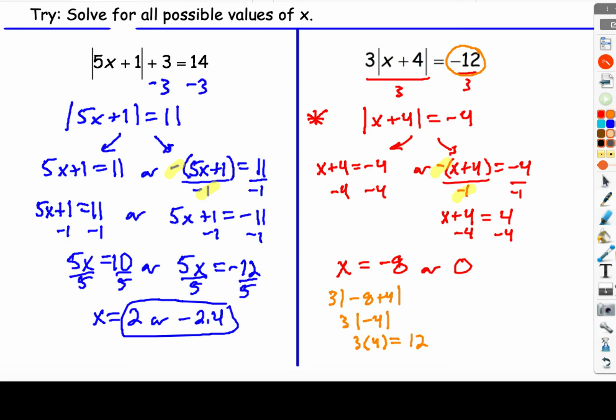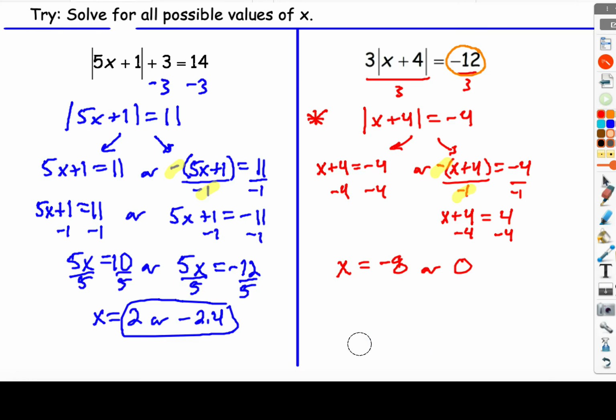If you go back and check all your steps, it's not that we did anything wrong, but note to self that negative 8 doesn't work. And even worse, if we take that 0 and plug it in, it would have been positive 4, still positive 4, we still get 12, which again is not negative 12. Both of these numbers, when we went to check them, did not work.